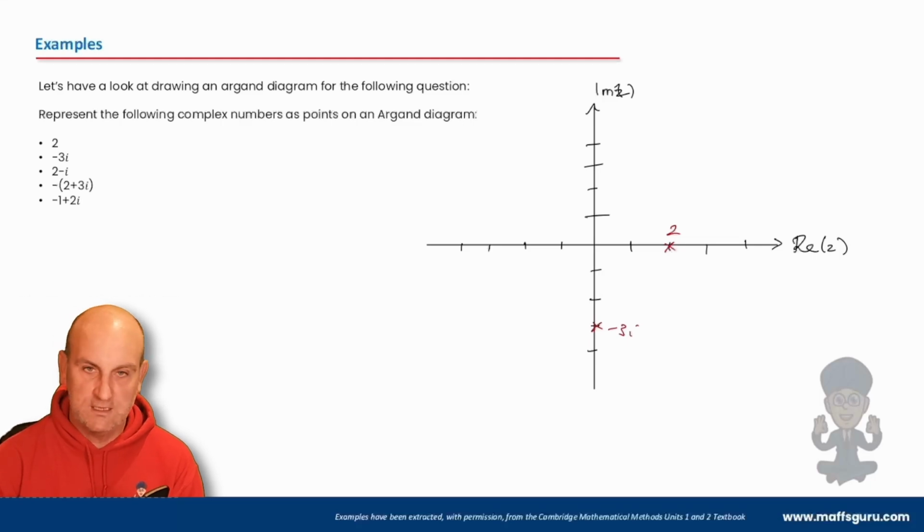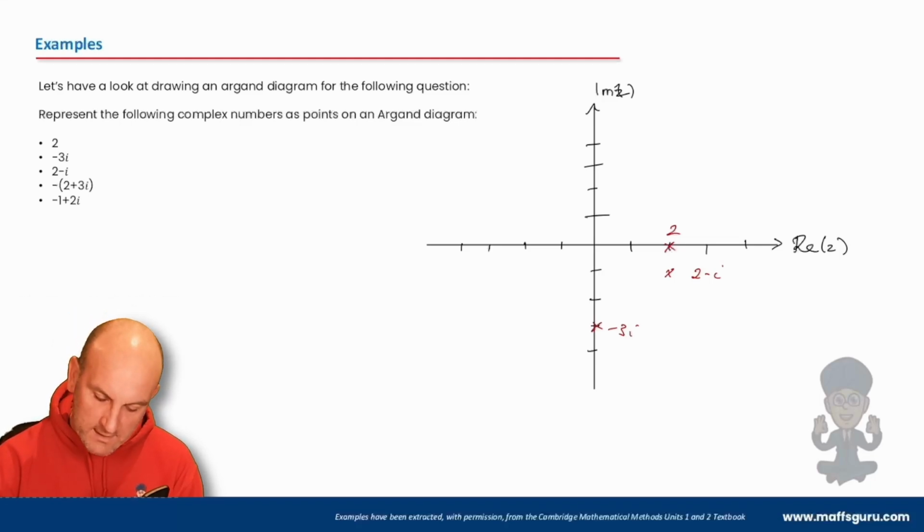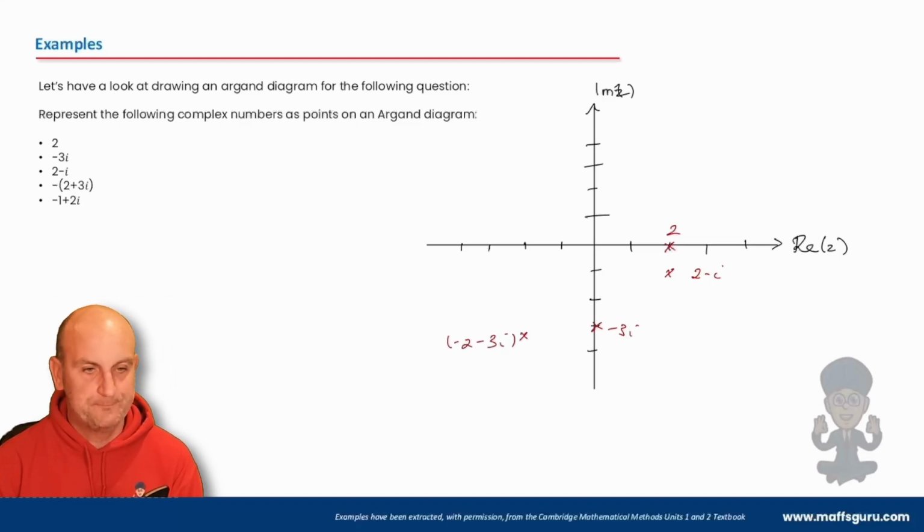What do we got here? 2 minus i. So it's got both a real and an imaginary component. So 2 across and 1 down is going to give me 2 minus i. That's going to be there. Minus 2 plus 3i. Well, that seems a bit silly to me. So minus 2 minus 3i is going to be here. So there's minus 2 minus 3i. And what's the last one? Minus 1 plus 2i. Minus 1 plus 2i is going to be here.